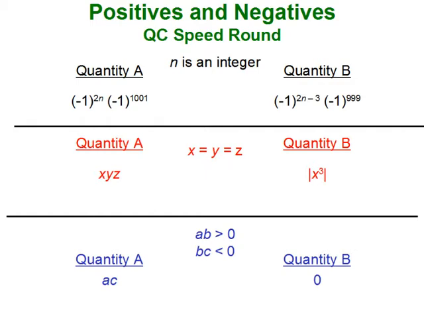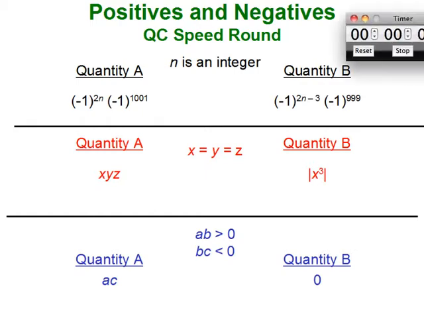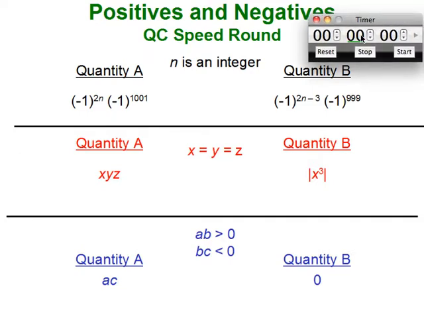All right, here for a quantitative comparison speed round. Earlier, I knocked 45 seconds off a group of 3 and gave you 3 minutes to do the 3. Now I'm going to challenge you to go even faster, only 2.5 minutes to work these 3 problems. Ready? Go.